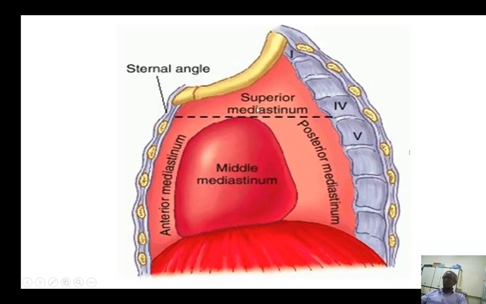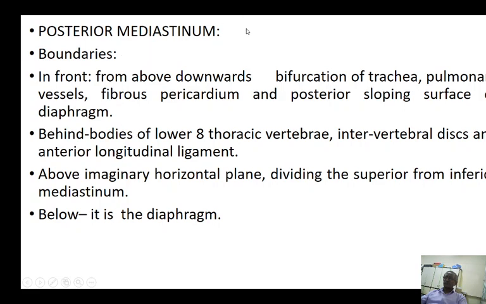So here we are showing the superior mediastinum, and the inferior mediastinum divided into anterior, middle, and posterior. This division of the superior and inferior mediastinum is by the horizontal plane starting from the sternal angle going up to the lower part of the fourth thoracic vertebra. Then the posterior mediastinum boundaries: in front, from above downward, the bifurcation of the trachea, pulmonary vessels, pericardium, and posterior sloping part of the diaphragm. Behind, the bodies of the lower 8 thoracic vertebrae and intervertebral discs.